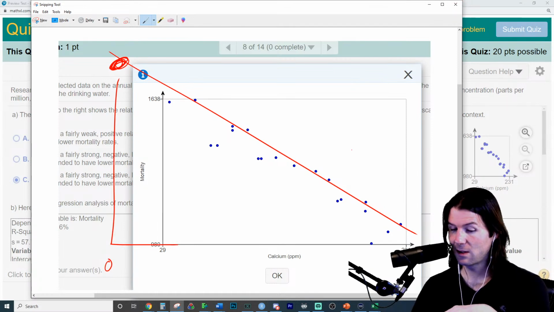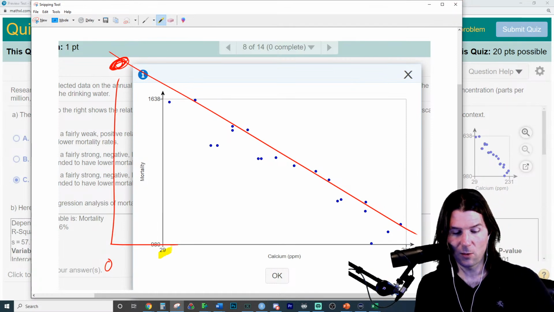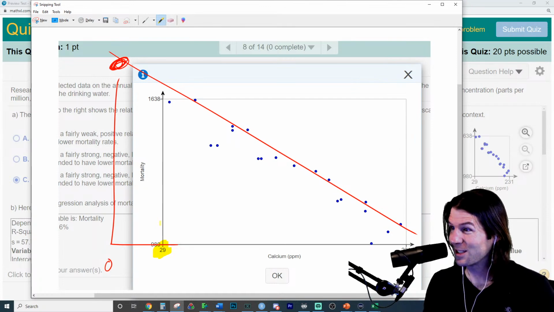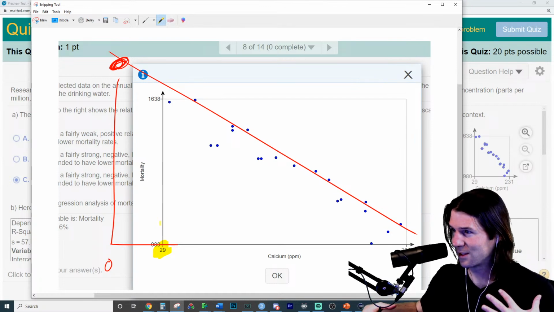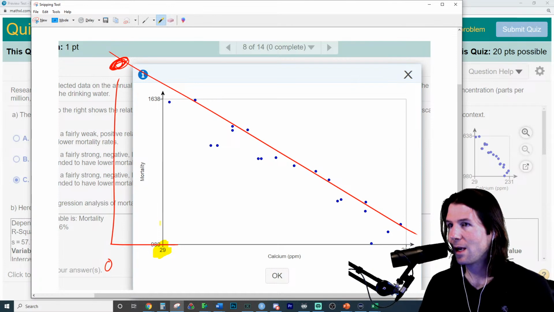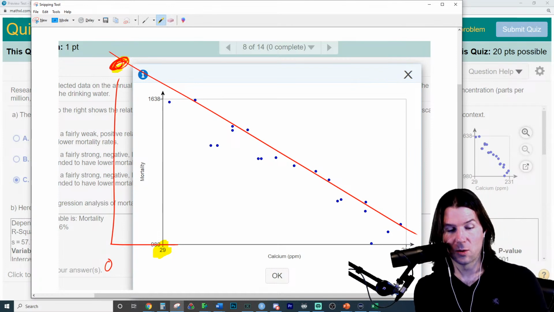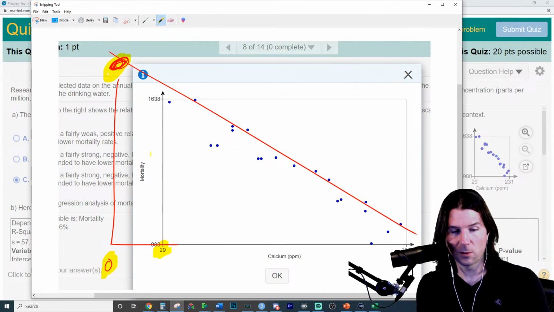Some people look at this and they say, oh, the y-intercept is when it's equal to 29. It's like, no, it's always when x is equal to 0. Sometimes the graph just doesn't extend out that far. It's just how we graph it. But it's always right here is where the y-intercept is at. It's always when x is equal to 0.